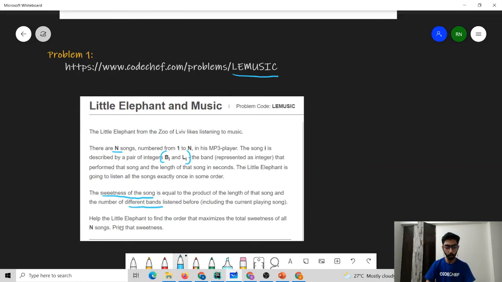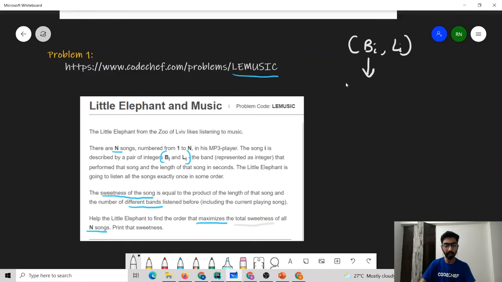Now what we need to do is find the maximum possible sweetness if we play all of these n songs. In this problem we need to maximize the total sweetness, so this is a maximization problem. Now let us try to think of a greedy approach to solve this problem. So what does this problem state? There are a few songs. Each song is represented by its band number and its length. Now we need to play these songs in some order such that the total sweetness is maximized.